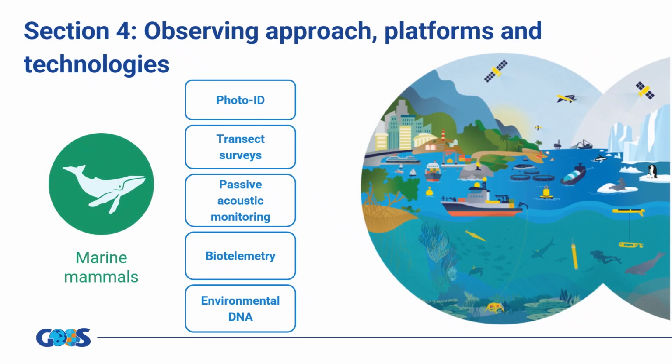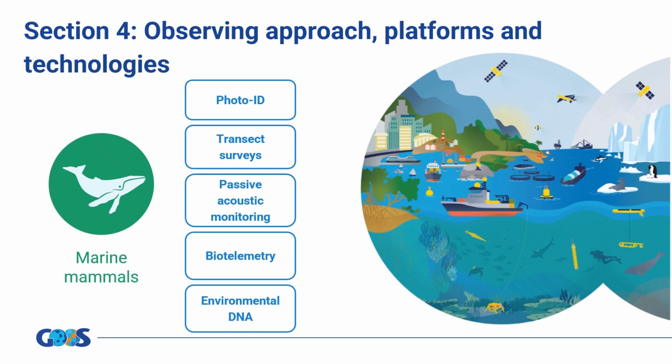In section 4, information on the different methods and the different technologies that can be used to collect these measurements are provided. For example, for the marine mammal abundance and distribution EOV, 5 of the most common approaches involve line transect surveys, photo ID, or other capture-mark recapture methods, passive acoustic monitoring, biotelemetry, and genetics including environmental DNA.